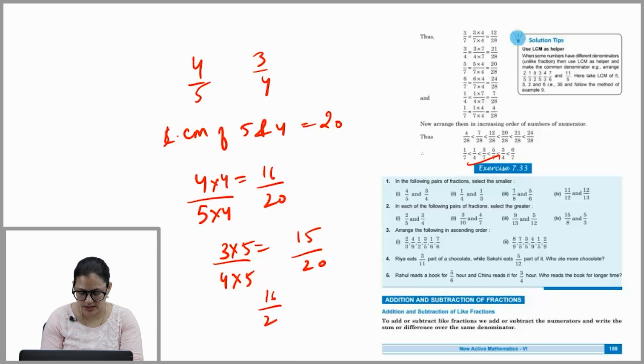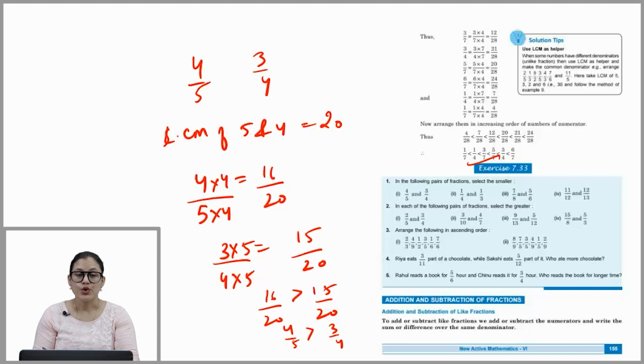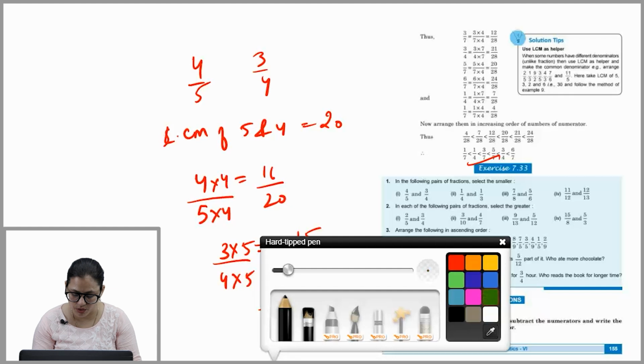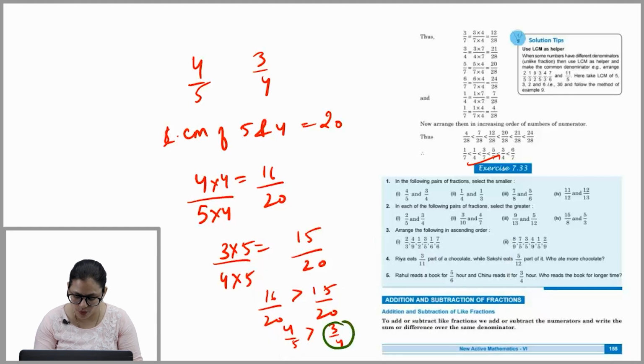16 by 20 is greater than 15 by 20, right? That means 4 by 5 is greater than 3 by 4. So what is asked? Select the smaller one. So which is the smaller one? 3 by 4 is the smaller one, right, students?